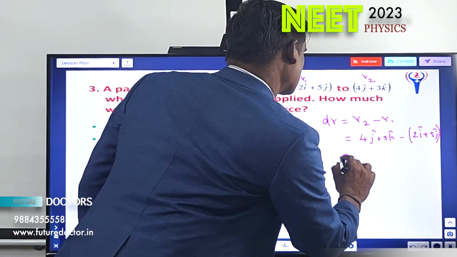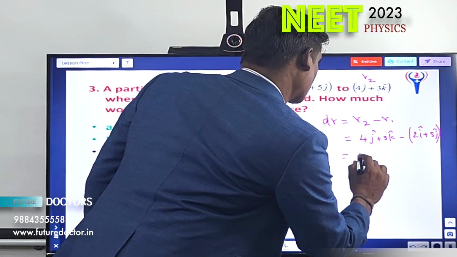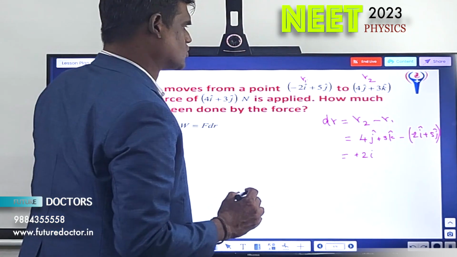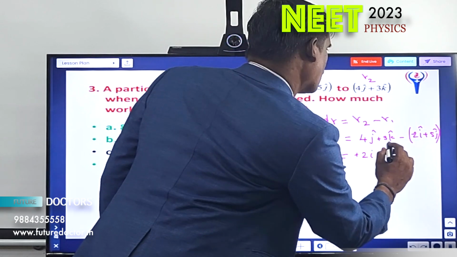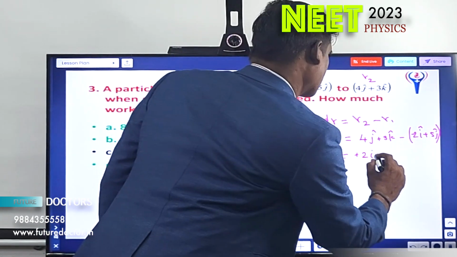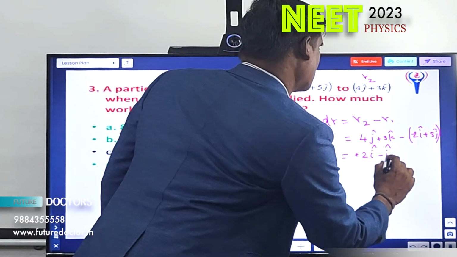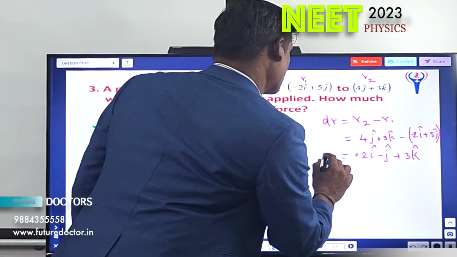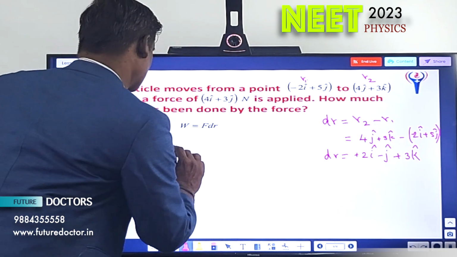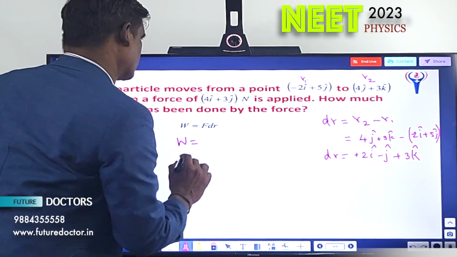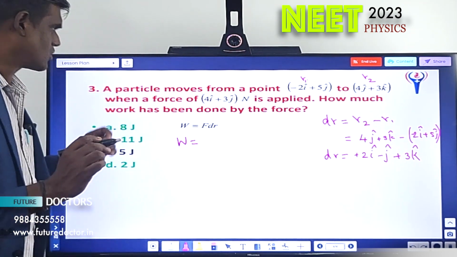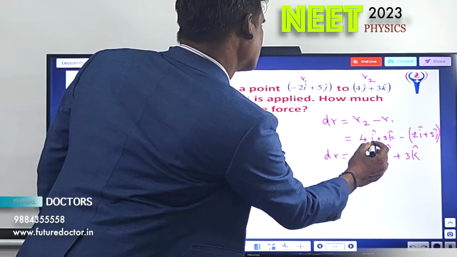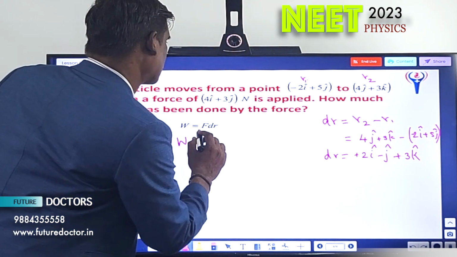Then this is equal to minus 2i comes as it is. Here minus is already there, so minus into minus gives plus 2i, and then 4j minus 5j is minus j cap, plus 3k cap. This is your dr. Substitute this here. W equal to F dot dr. F is also given in vector form as 4i cap plus 3j cap.